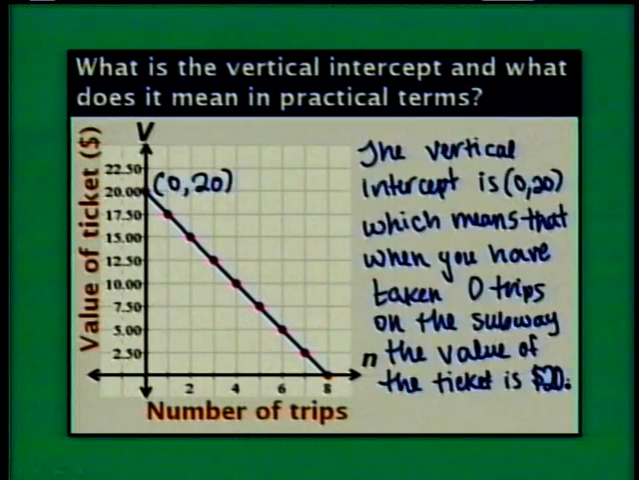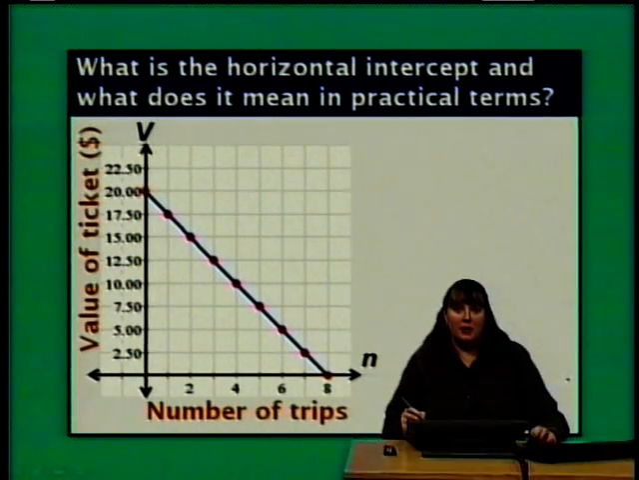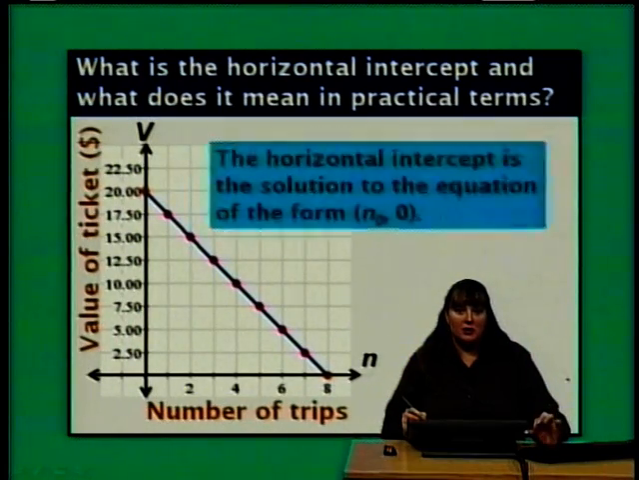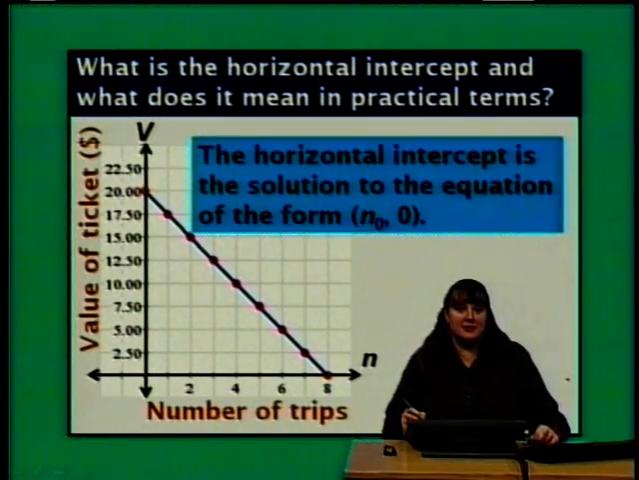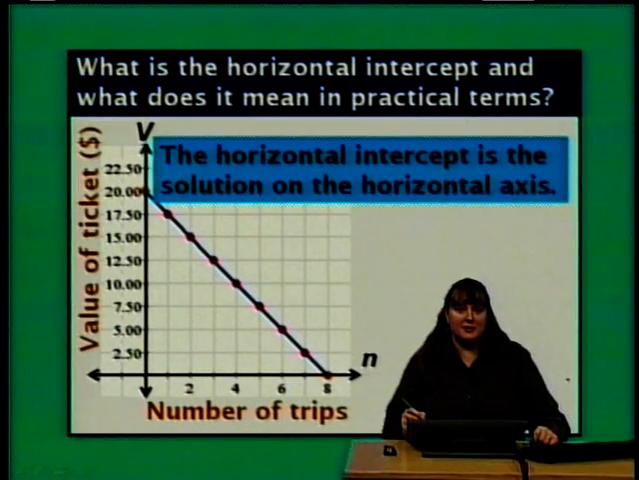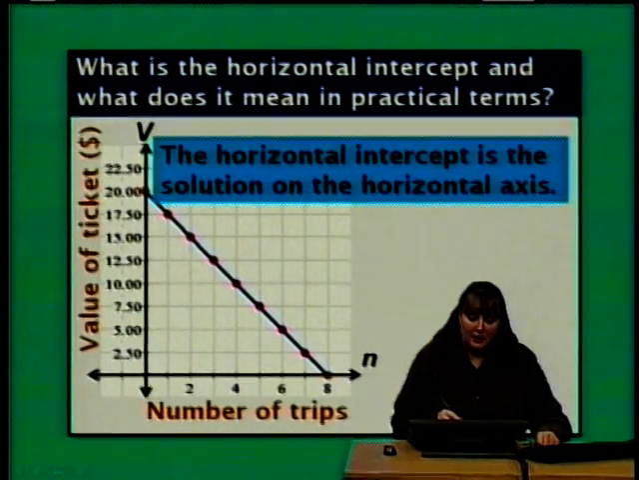Well, let's look at one more problem related to this graph. What is the horizontal intercept, and what does it mean in practical terms? Let's recall that the horizontal intercept is the solution to the equation of the form n sub 0, comma, 0. N in this case because our horizontal axis is the n axis. Another way we can think of this is that the horizontal intercept is the solution on the horizontal axis. So I need to look for the point on the horizontal axis. And that looks like the point 8, 0.